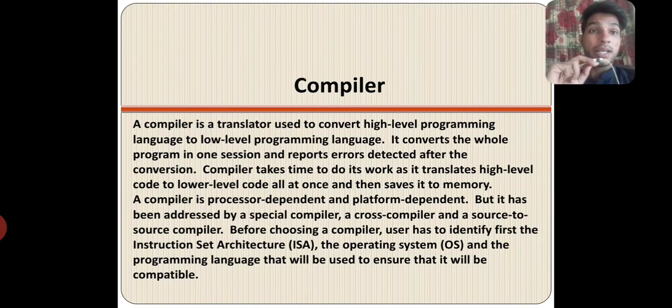The compiler is processor dependent and platform dependent, but this has been addressed by special compilers, a cross compiler and a source to source compiler. Before choosing a compiler, a user has to identify first the instruction set architecture, ISA, the operating system, OS, and the programming language that will be used to ensure that it will be compatible. So this was the compiler.